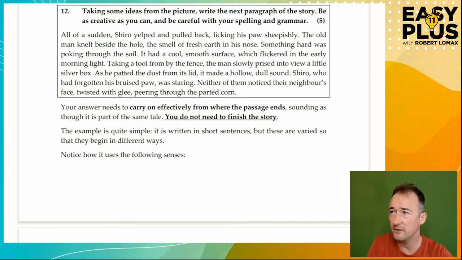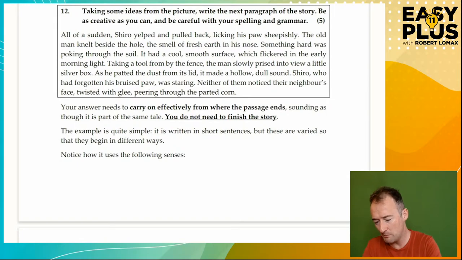So there's some detailed description that helps you to imagine a dog in a very doggy way, yelping but licking the paw. But there's also a bit of characterization. What kind of a dog is this? This is a dog who, when something happens that makes him look less than impressive, is a little bit embarrassed about it. It's implied by the word sheepishly.